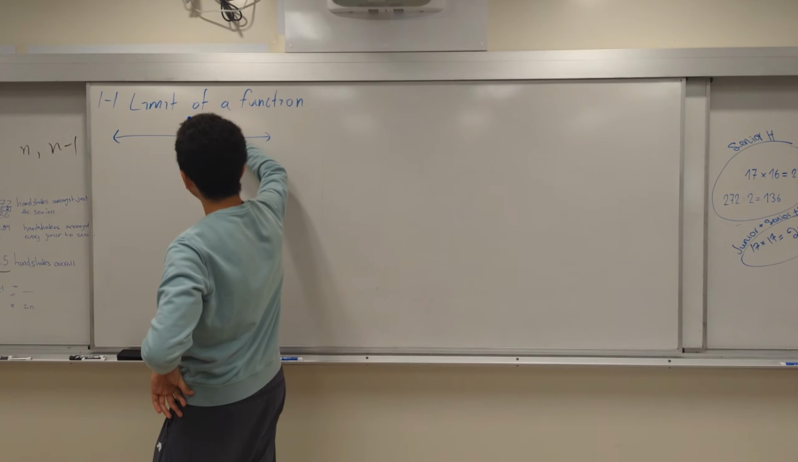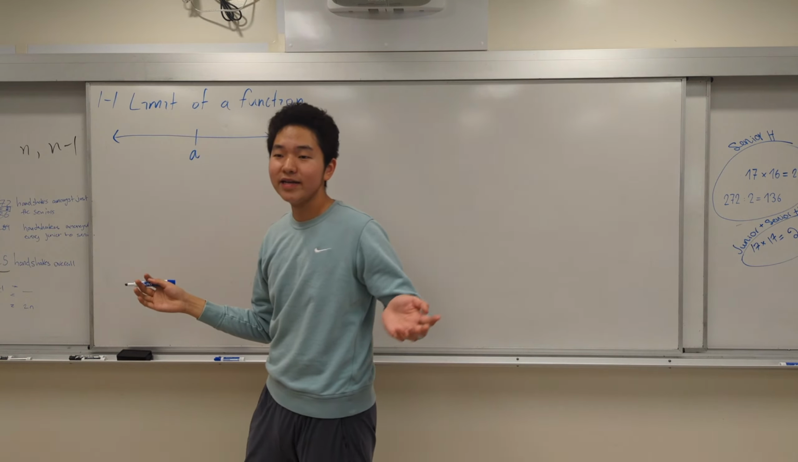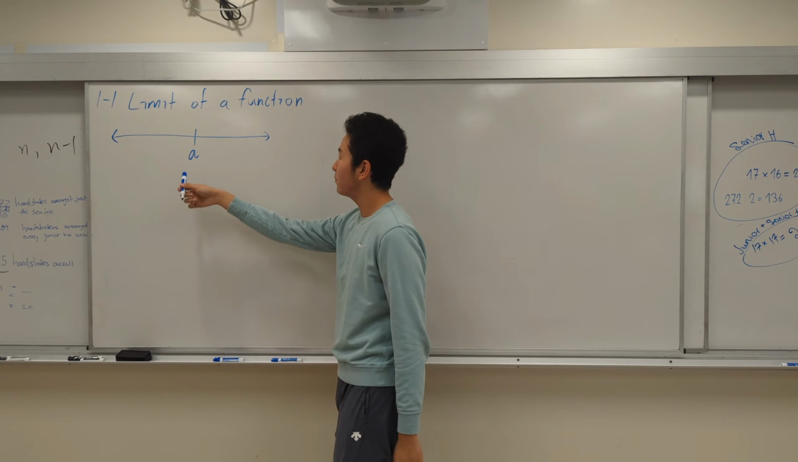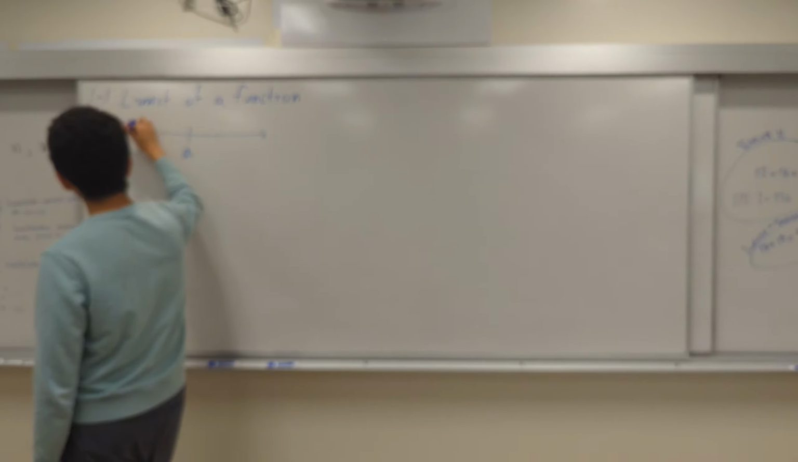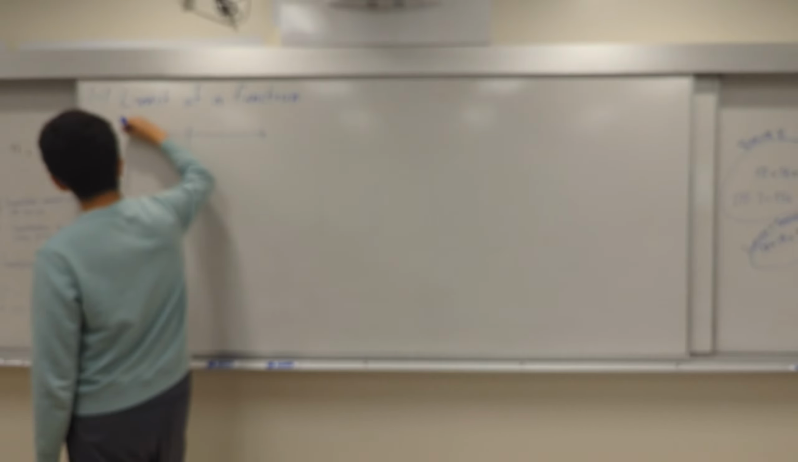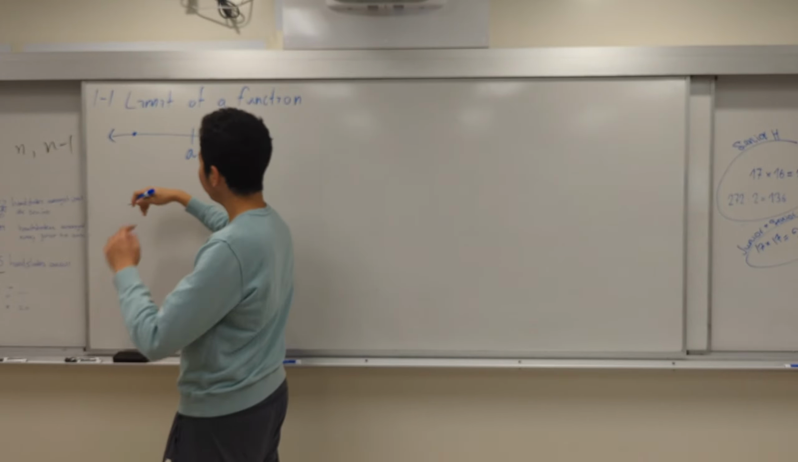Okay, I'm going to pick a point on the number line. I'm going to say that this is A. A can be any number that you want, but I want to pick this point A. And then look carefully at what I'm doing here. I'm going to pick another point on the number line, and this point is on the left side of A. It's smaller than A by some amount.